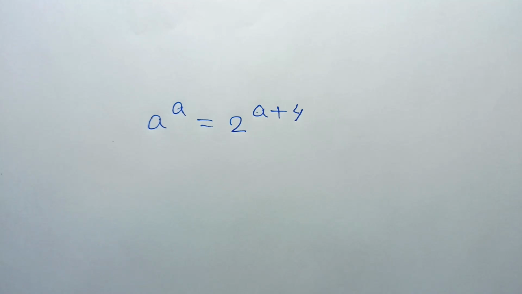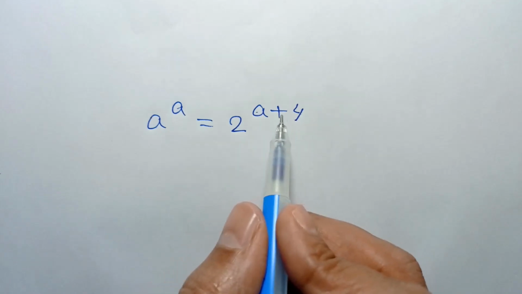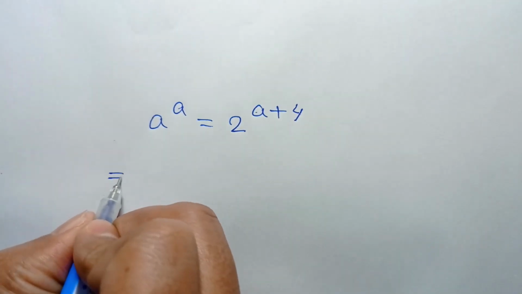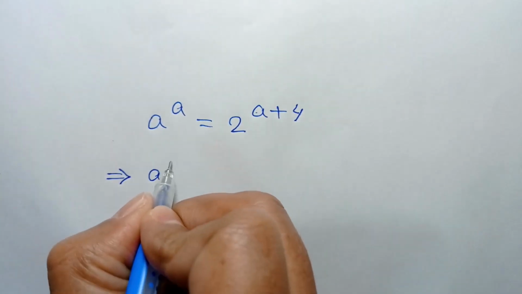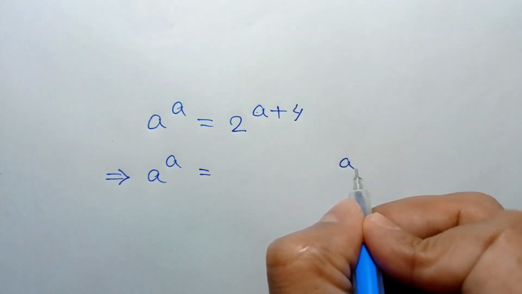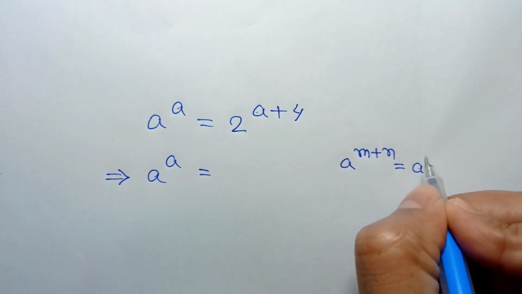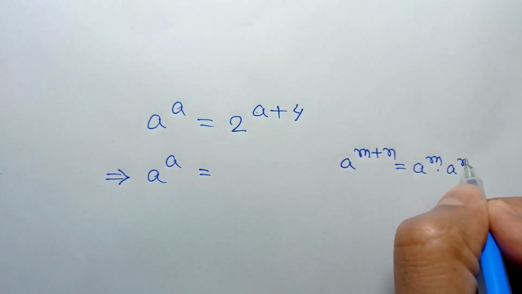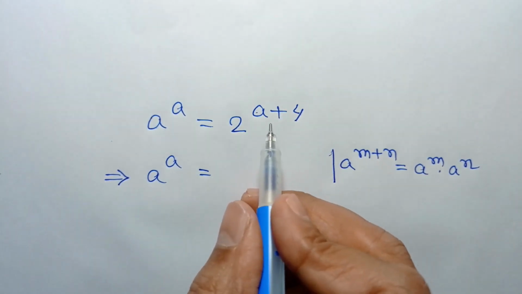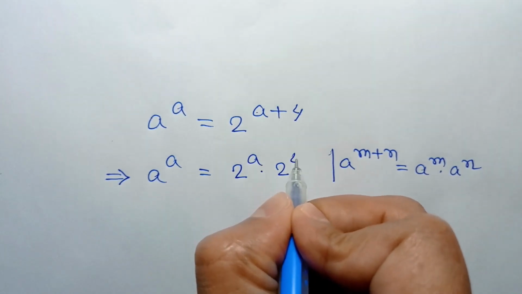Hi everyone, in this video I am going to show how to solve this exponential equation: a to the power a is equal to 2 to the power a plus 4. According to this exponential formula, a to the power m plus n is equal to a to the power m times a to the power n, we can write it as 2 to the power a times 2 to the power 4.